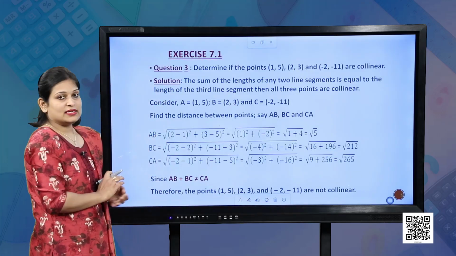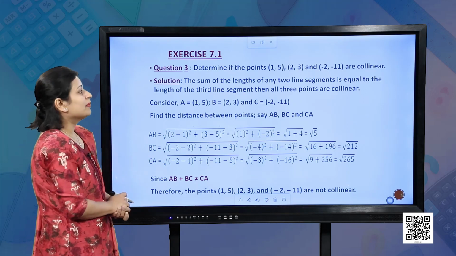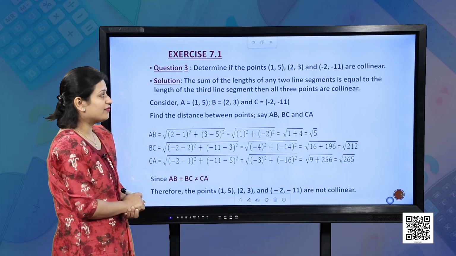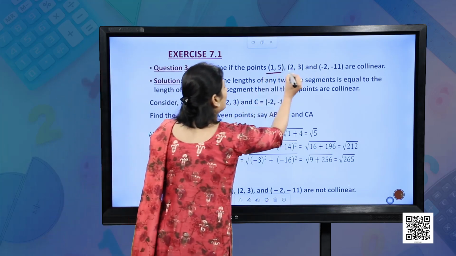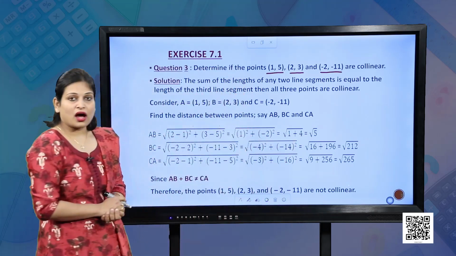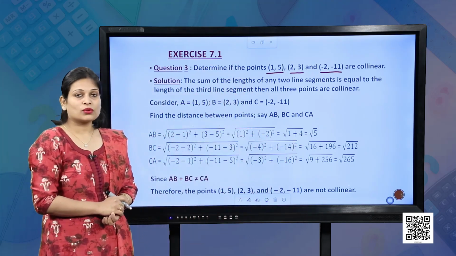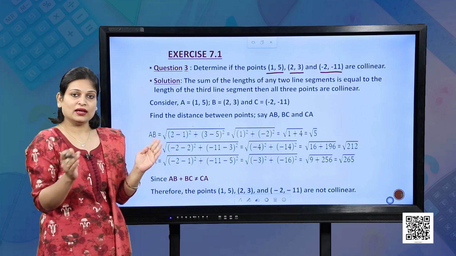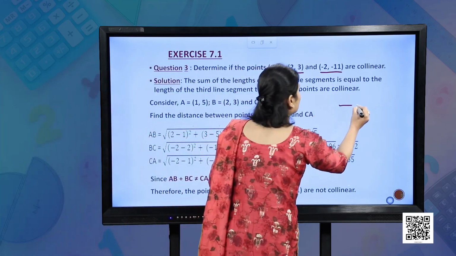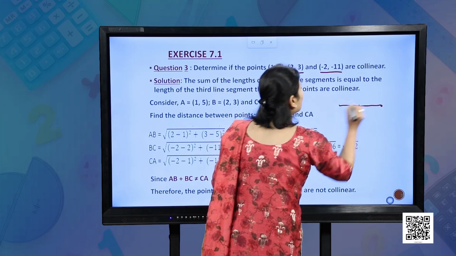Now, we will come to exercise 7.1, question number 3. Determine if the points 1, 5, 2, 3, and minus 2, minus 11 are collinear. Now, what does collinear mean? It means they lie on one line, which means these 3 points will lie on a line.